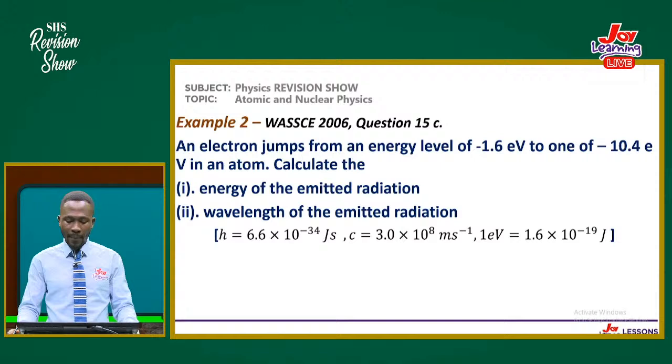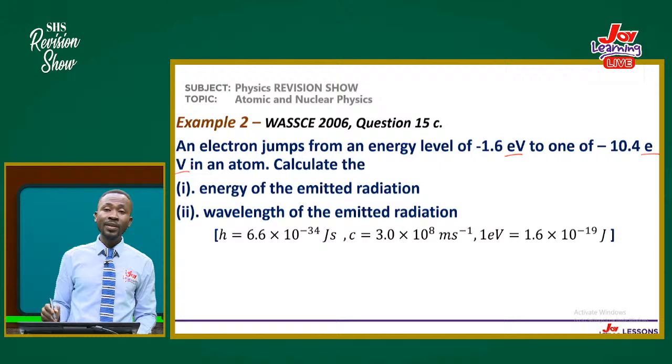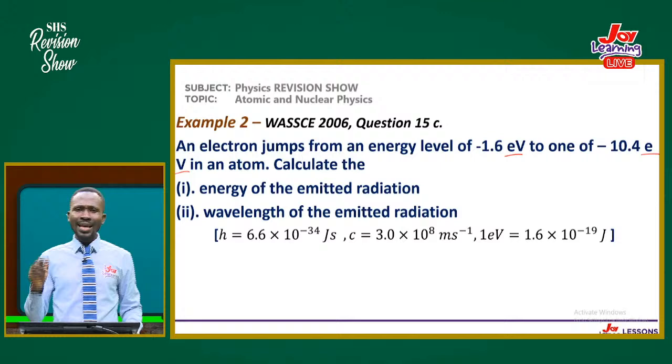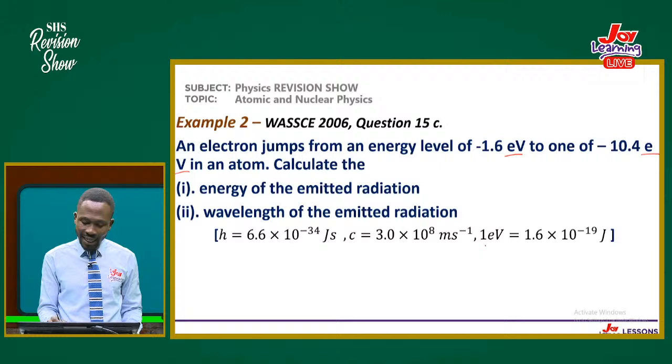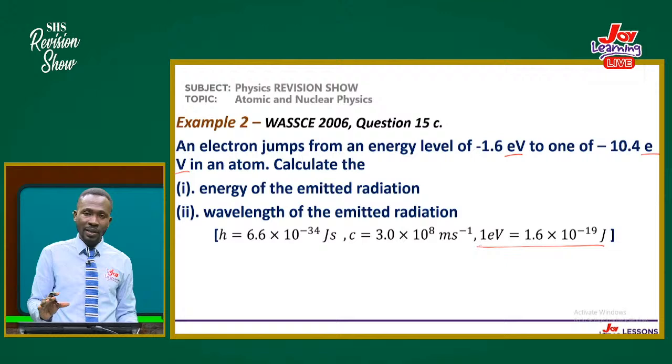Now, note that in this question, we've been given energies at the energy levels, and the units are eV, electron volt. In atomic physics, you could be given a value for energy, and the unit of energy is in electron volt. Now, if you are not given the conversion, which in this case we have been given, one electron volt is equal to 1.6 times 10 to the power minus 19 joules. If you're not given the conversion, then you are likely to leave your answer in electron volt and you'll not be penalized. But if you are given the conversion, then you have to change and get your answer in joules.